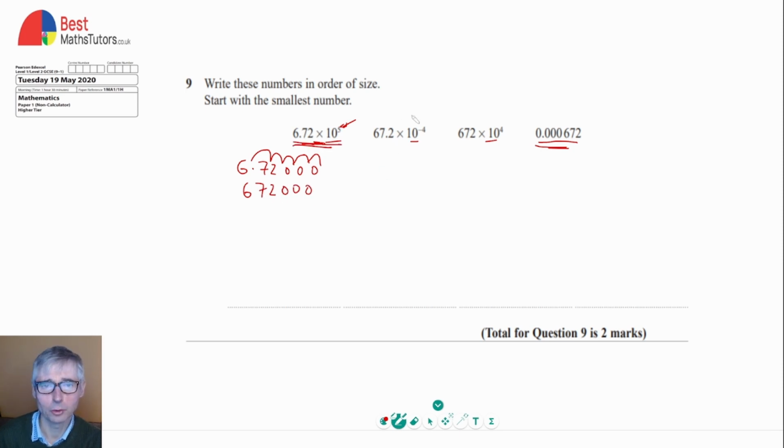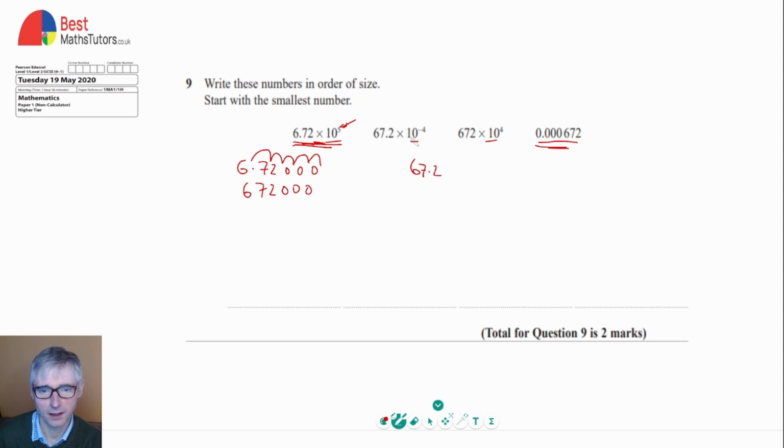This one might look like it's in standard form, but actually it isn't, because the decimal point would have to go between the first two numbers. But that doesn't make any difference to the way we're going to look at it. So we've got the 67.2 times 10 to the minus 4.